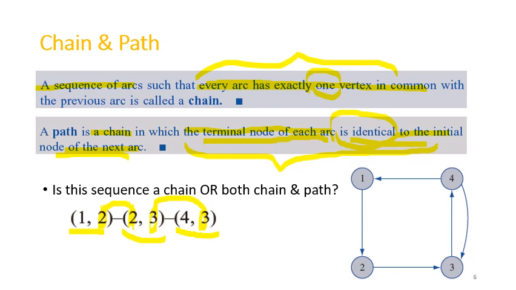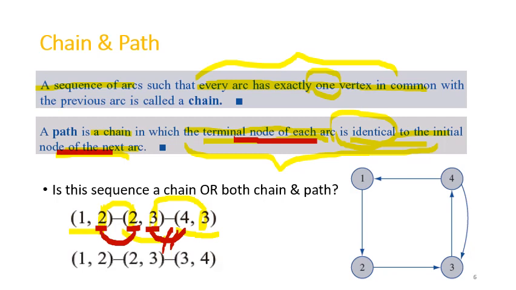For a sequence of arcs to be a path, the terminal node of each arc must be identical to the initial node of the next. So this is the terminal node of the first arc. It is identical with the first one of the second arc. However, the terminal node of the second arc is not identical to the first node of the third arc. So this first example is a chain, but it's not a path.